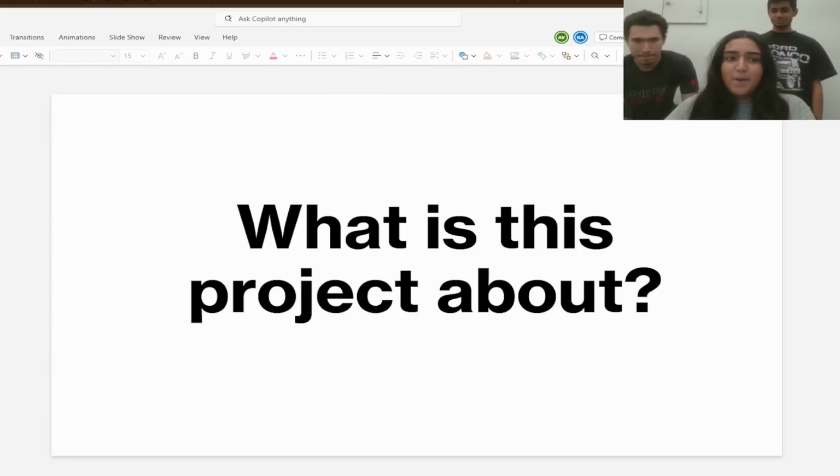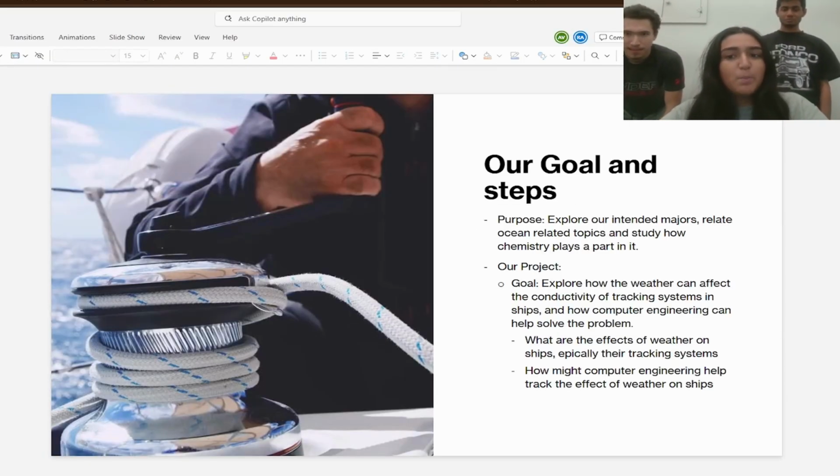So, what is this project about? Our goals and steps. Our purpose is to explore our intended majors, relate ocean related topics, and study how chemistry plays a part in it. One of our goals is to explore how the weather can affect the conductivity of tracking systems in ships and how computer engineering can help solve the problem.